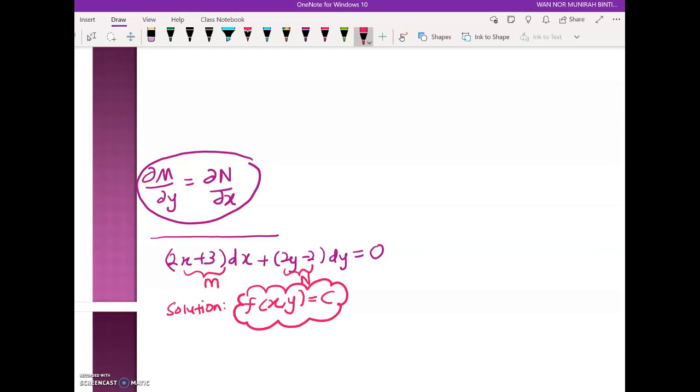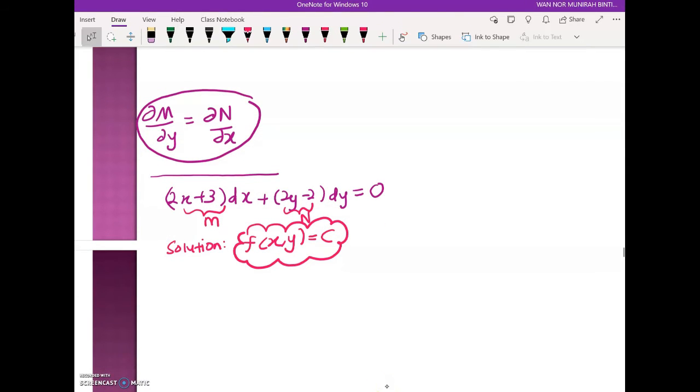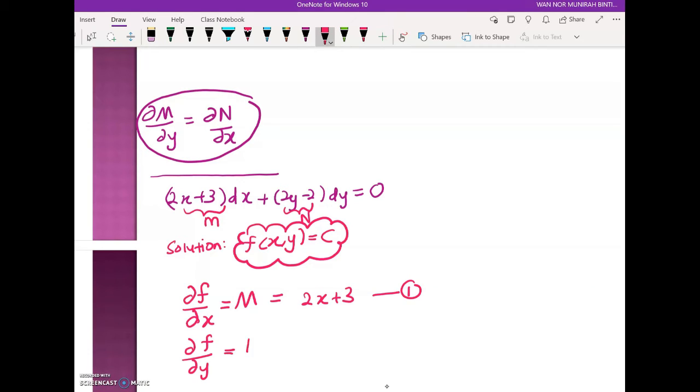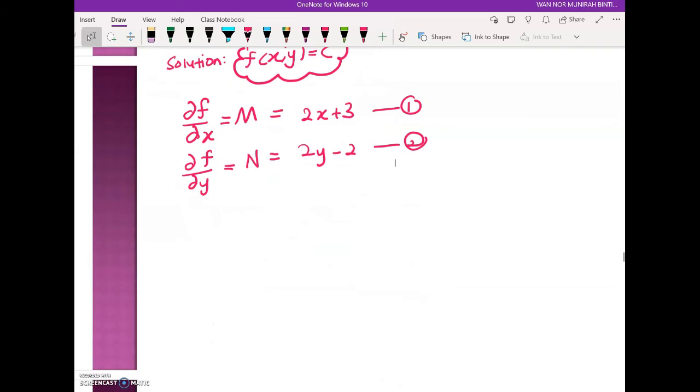So since f is the solution, the first step you need to do is define your f. ∂f/∂x is your M. Okay, this is the first step. Put ∂f/∂x equals M, where your M is 2x plus 3. I call this equation 1, and the other one is ∂f/∂y, which is N, and my N is 2y minus 2. This is my equation 2.